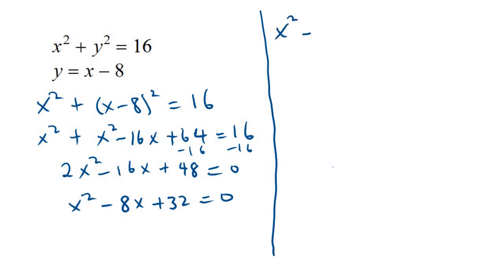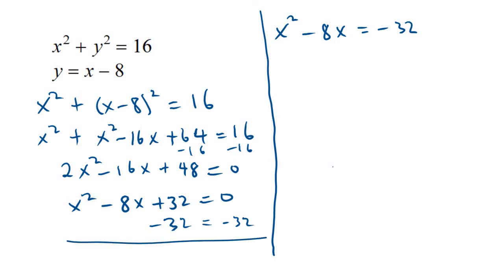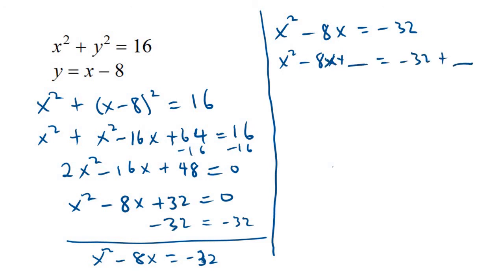So we have x squared minus 8x equals negative 32 if we subtract 32 from both sides. And now we're going to put a blank: x squared minus 8x plus blank equals negative 32 plus blank. This blank is the number that will complete the square. Half of negative 8 is negative 4. Negative 4 squared is 16. So we're going to add 16 to both sides. And then we can factor the left side as (x minus 4) squared, and the right side will be negative 16.